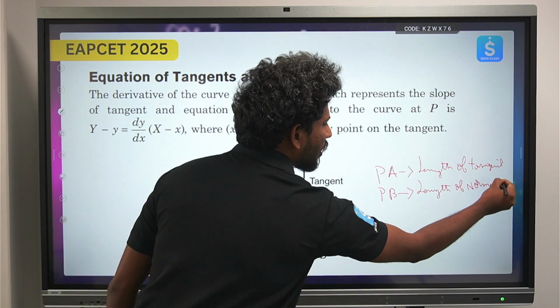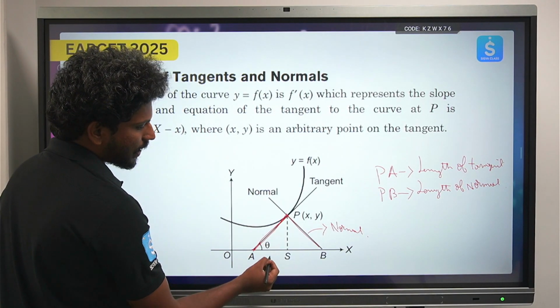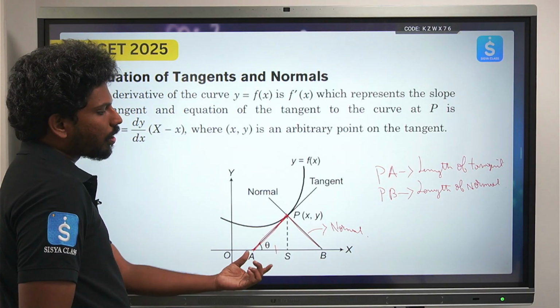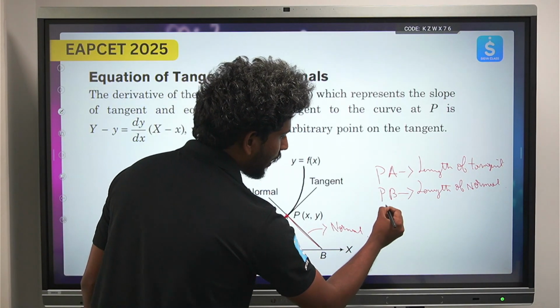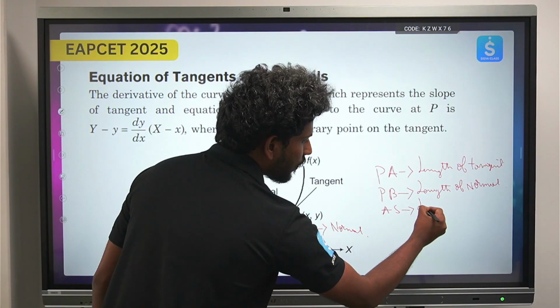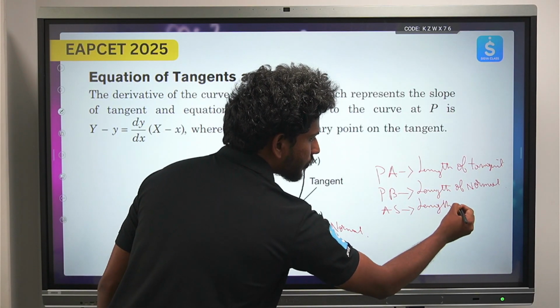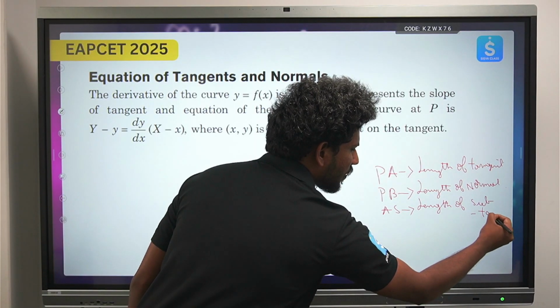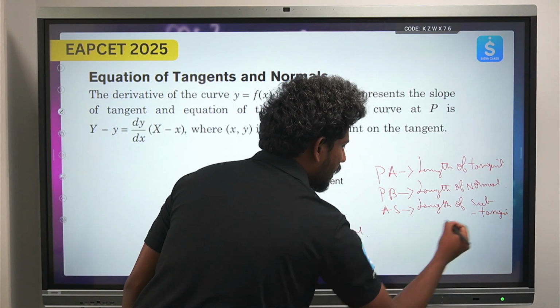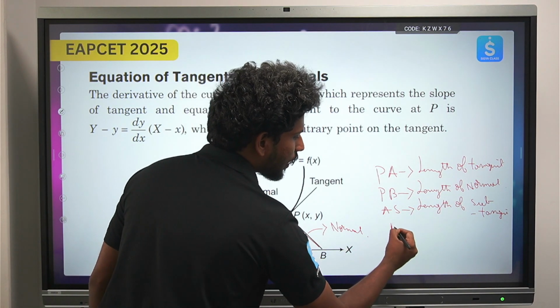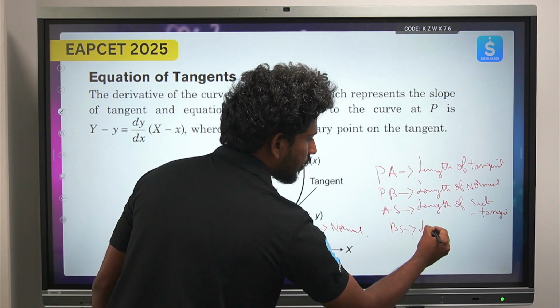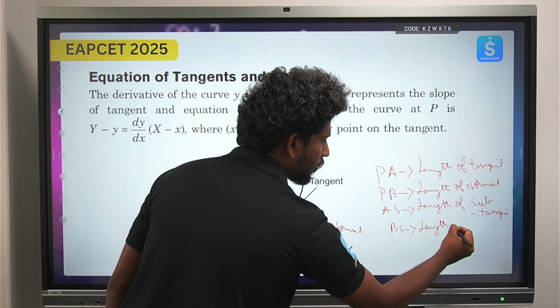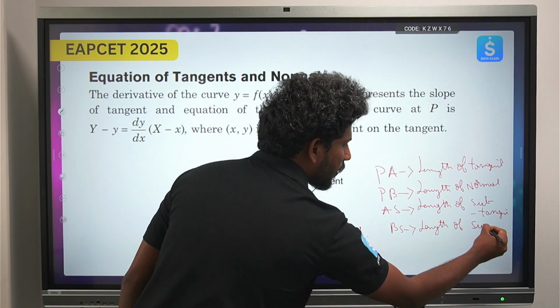Okay, so now this AS is called the length of the subtangent. Similarly, this BS is the length of the subnormal.